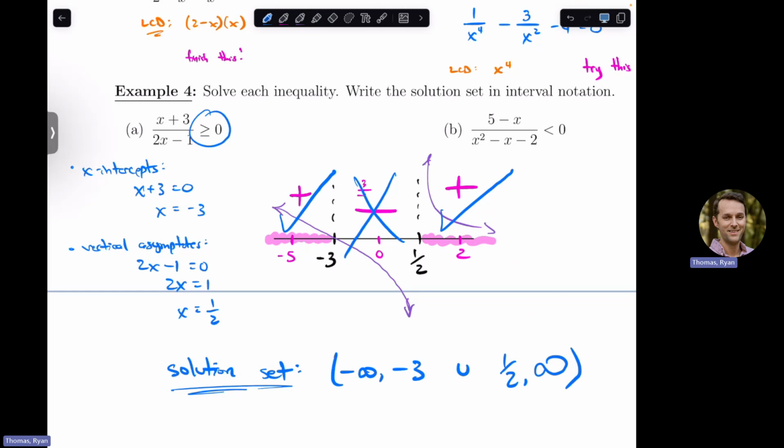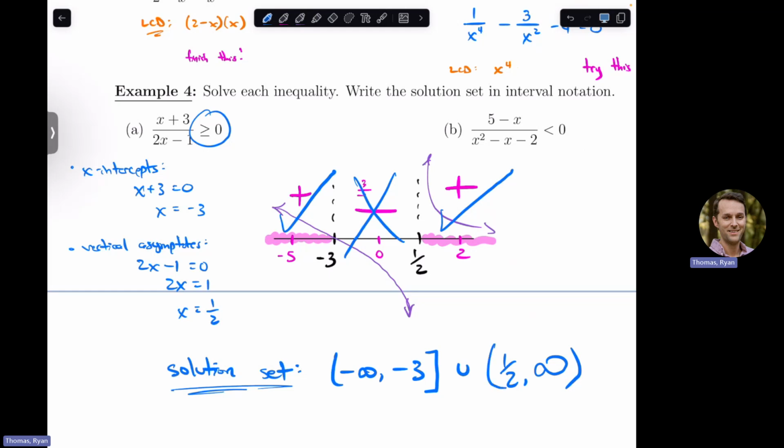The question was greater than or equal to, right? What happens at -3? They're equal, right? At -3, 0 equals 0. So -3 should be closed, included, bracket. What about 1/2? There is no 1/2. Thank you. I like that. There is no 1/2. At 1/2, the function's undefined. There's a vertical asymptote there. So what should happen at 1/2?